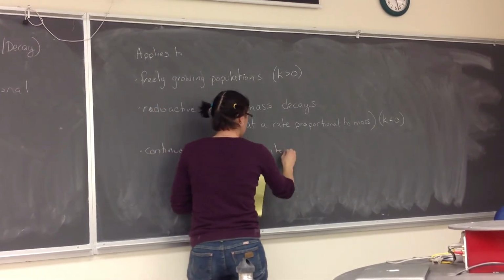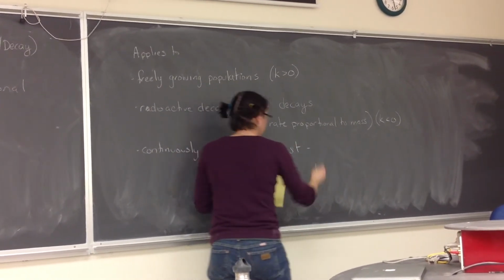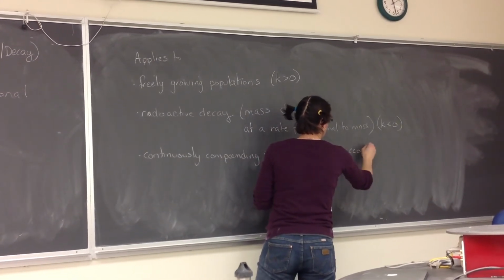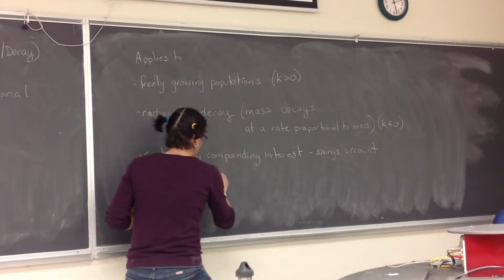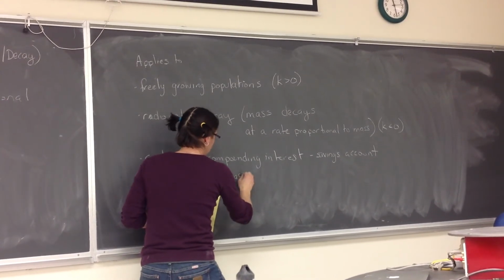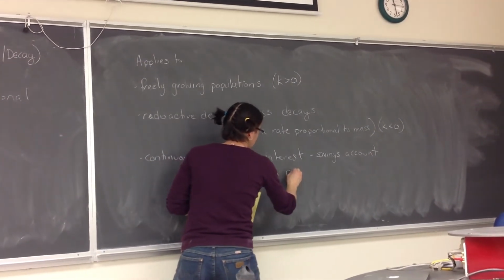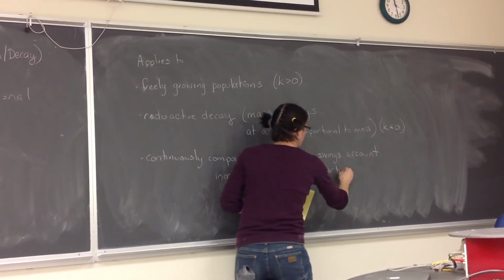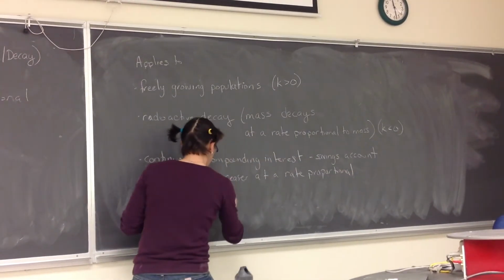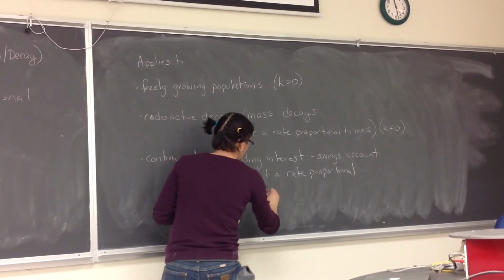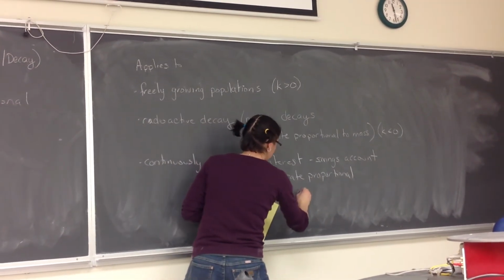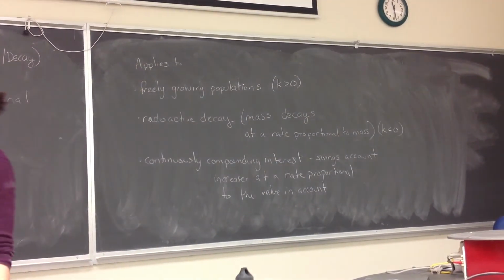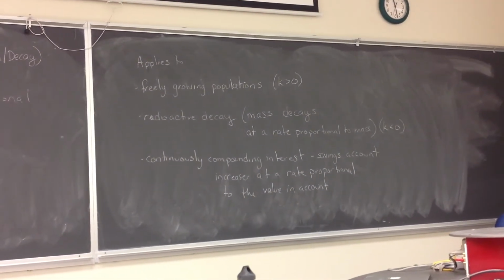Continuously compounding interest. If your savings account increases at a rate proportional to the value in the account. So the more money you have in the account, the more money you're going to make on interest.